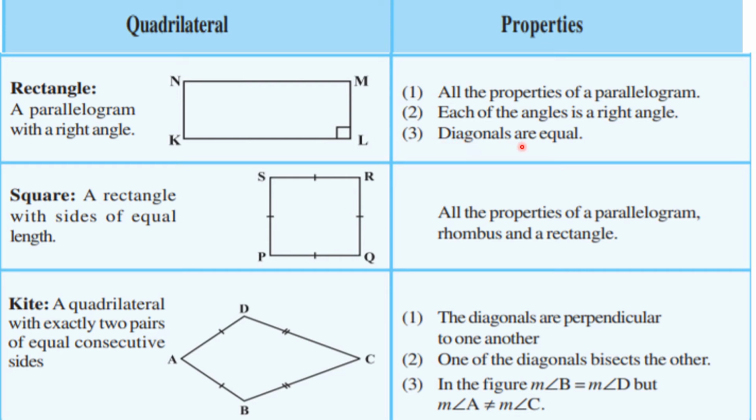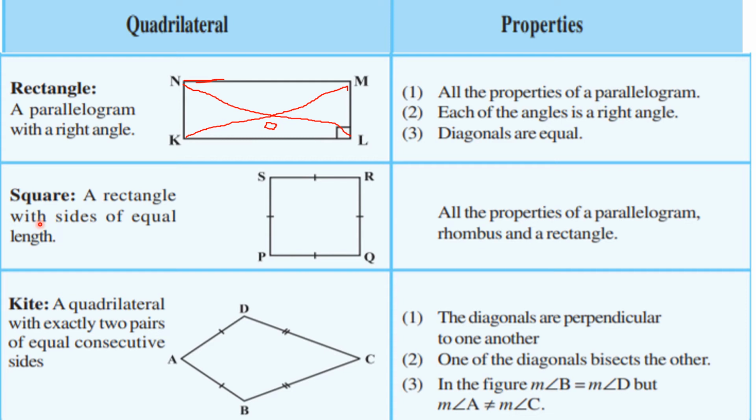Next, third point, diagonals are equal. What are the diagonals here for this rectangle? Yes, KM and LN. These two are diagonals. They are equal in length. Understood this point, my children? Right. And moreover, they bisect each other. If they intersect at a point O, then we can say that the point O is the midpoint of KM and it is the midpoint of LN also. Understood this point, my children?